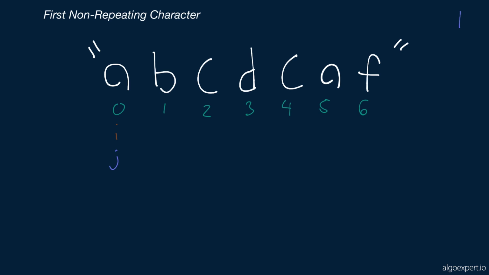All right, so what we're going to do here is start by moving J over here, and we're going to check if I and J are the same.